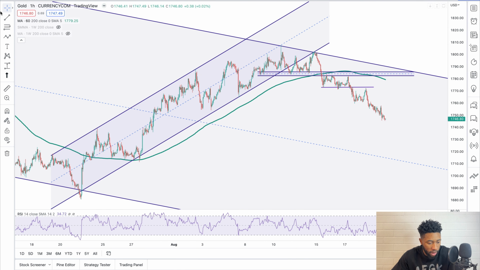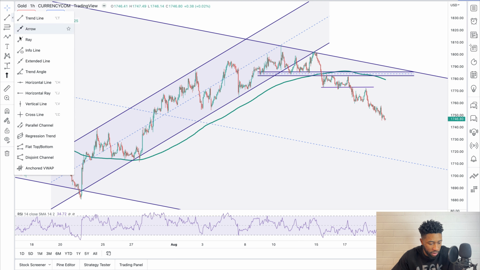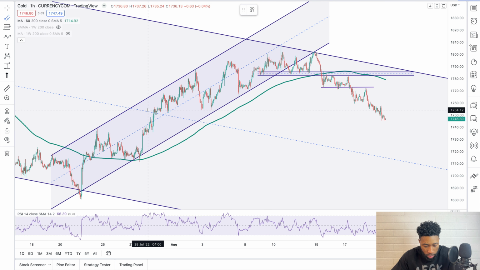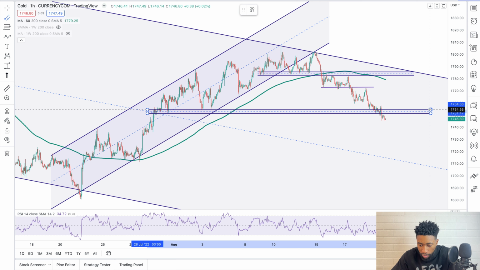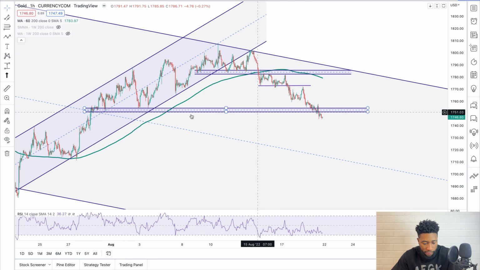So we are currently below another significant area of value. Okay, so I'm going to mark this out on the chart. So this is it. We're currently below this area of value. Okay, so we had several bounces off this level. We had a double bottom here where we made this bullish move.